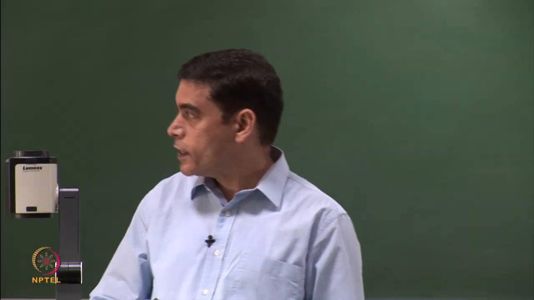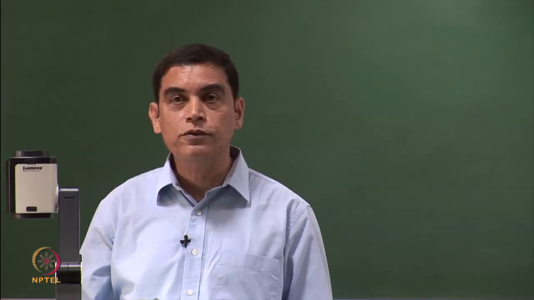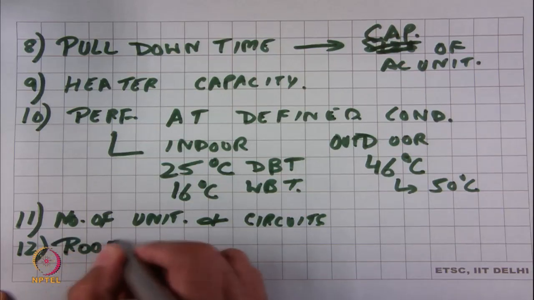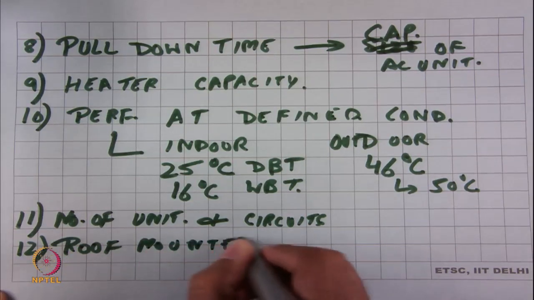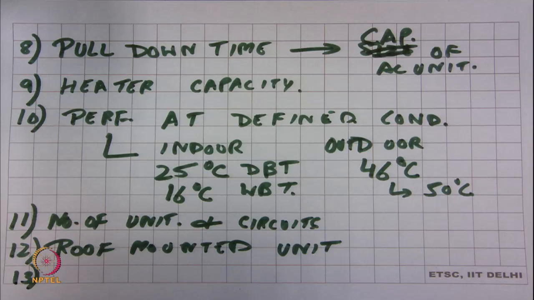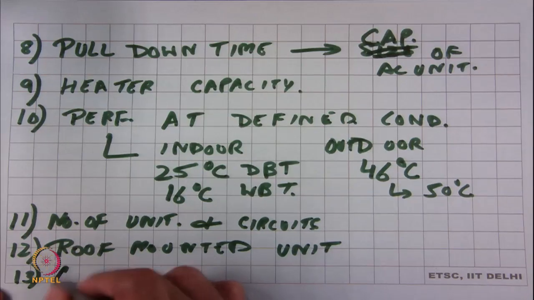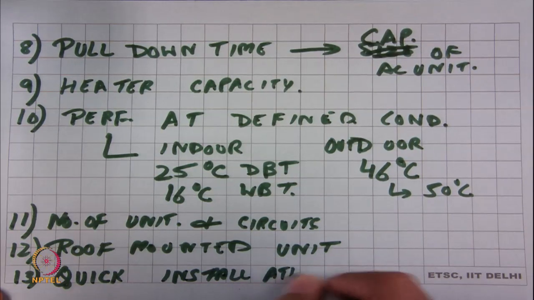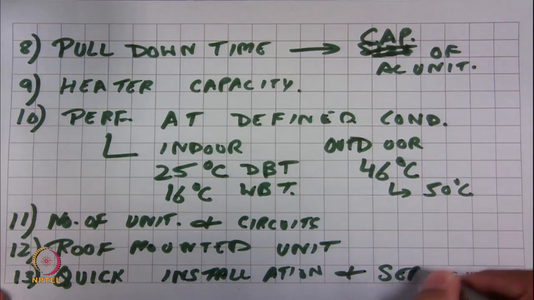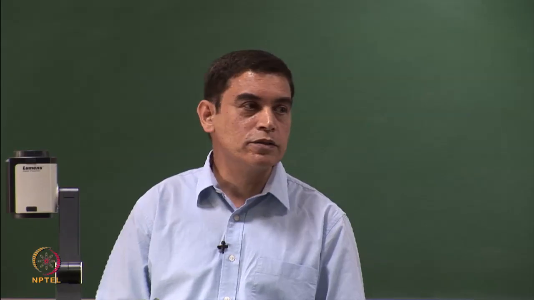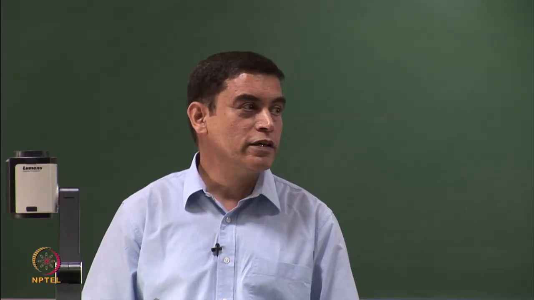Now we switch back to the requirement definition. To have it on the roof, this was another requirement, and this kind of answers the earlier question about size as well. And what else beyond that? Quick installation and service. Earlier the unit would require 4 days to install in a coach. This would be installed in 4 hours. That was the kind of design intent that was there.